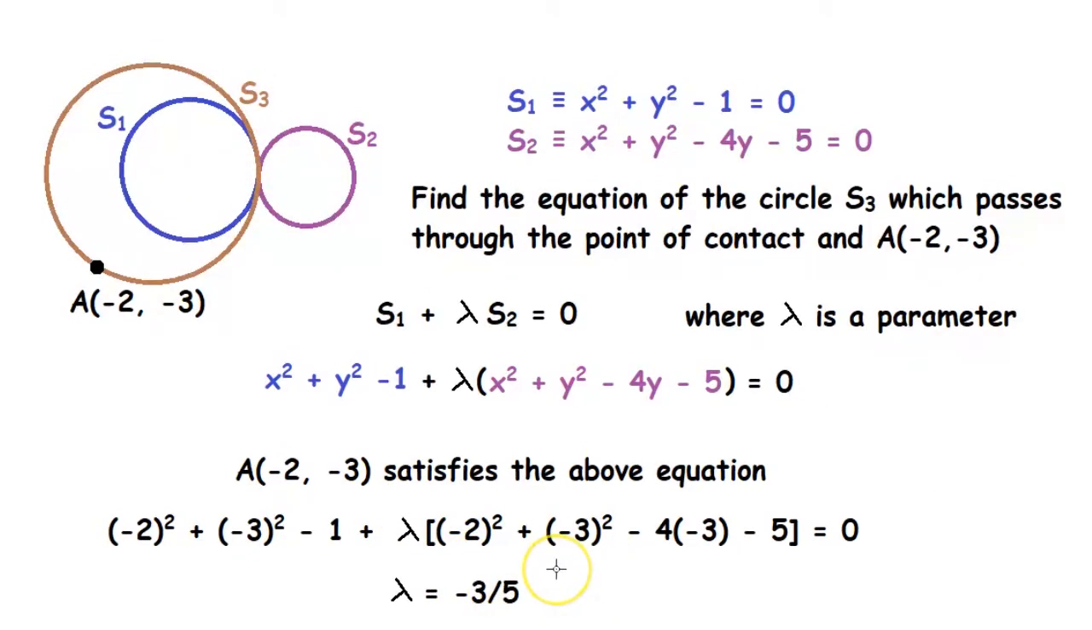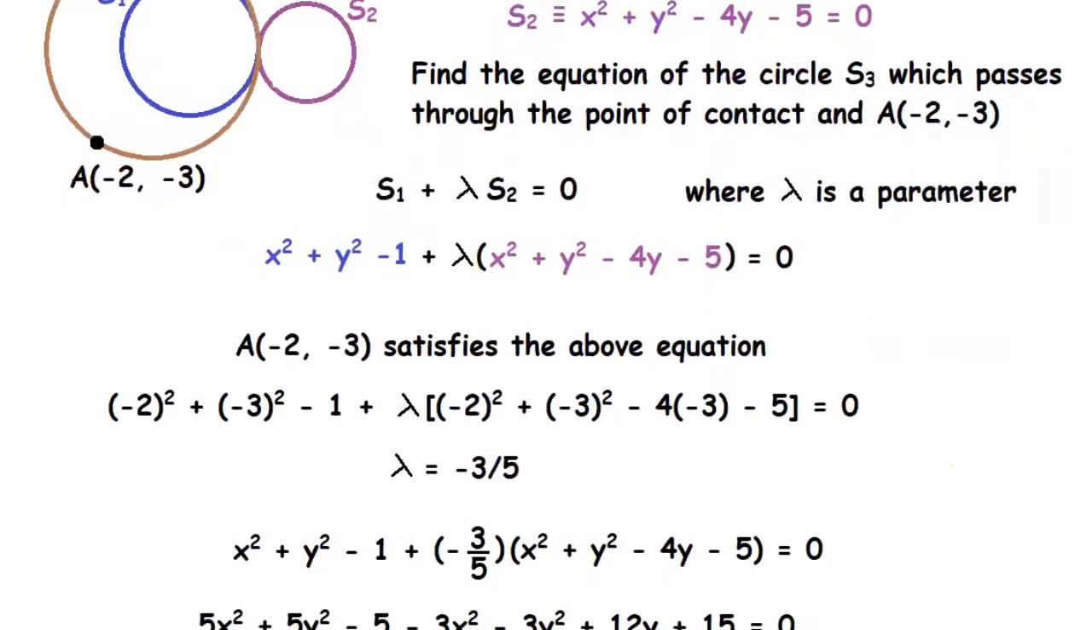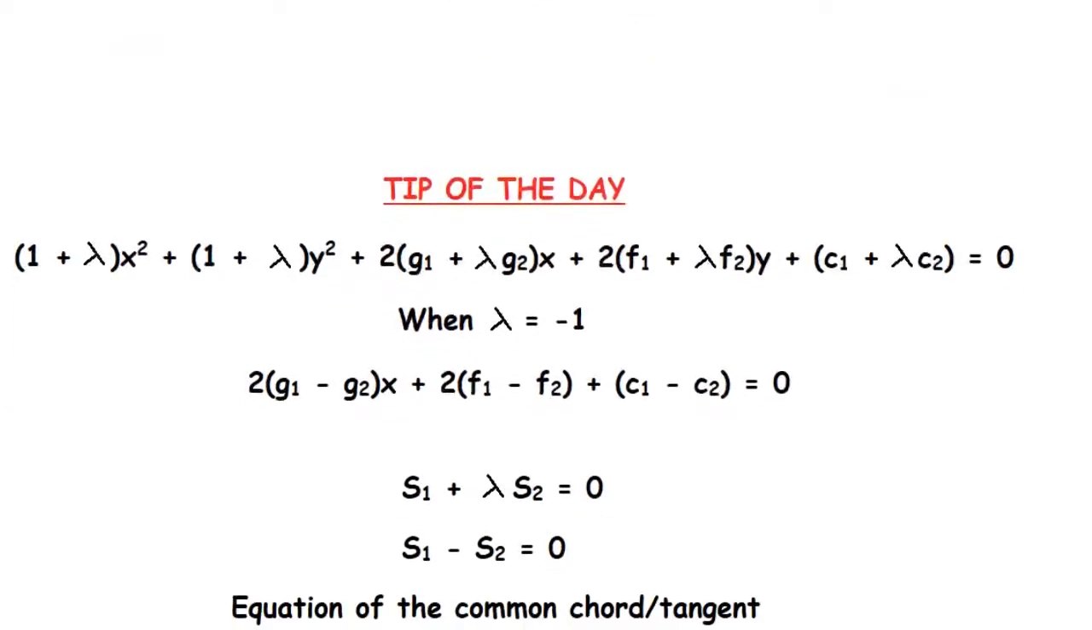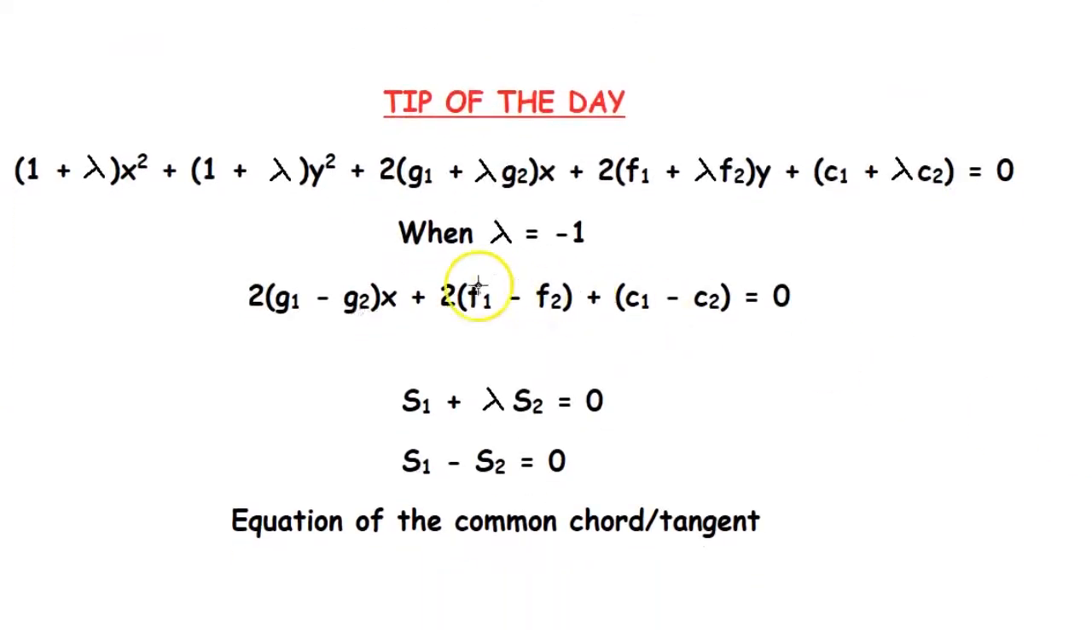So now that we have the lambda value, we can substitute this into our initial equation. So when we substitute -3 upon 5 into this equation, we will finally get the equation of S3 as x squared plus y squared plus 6y plus 5 equals 0. So now you understand how the family of circle concept works. Next, we move on to our tip of the day.